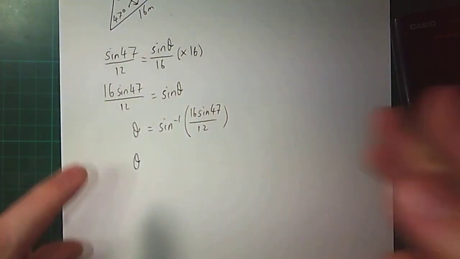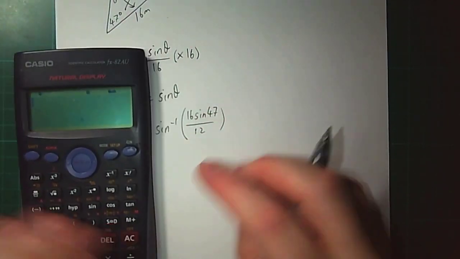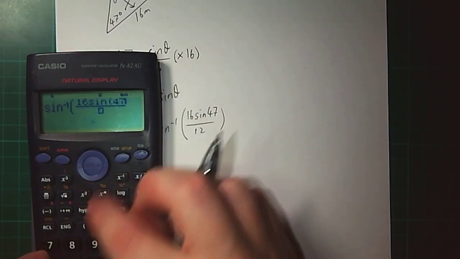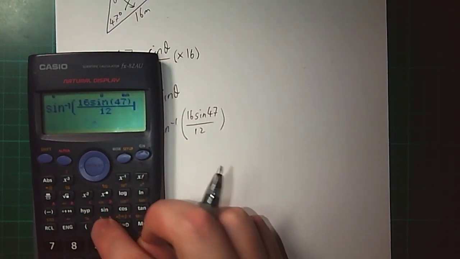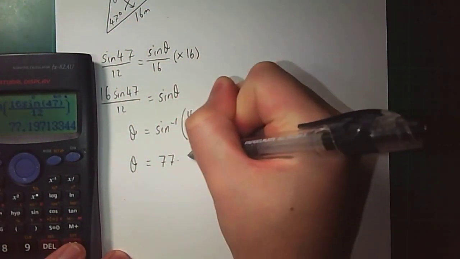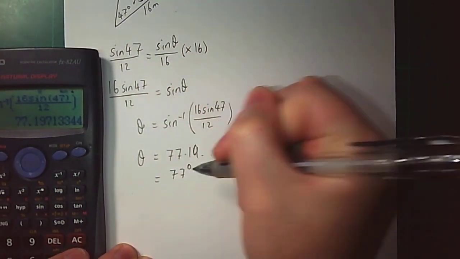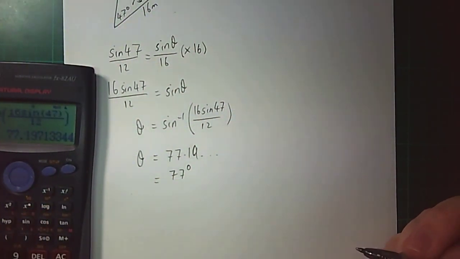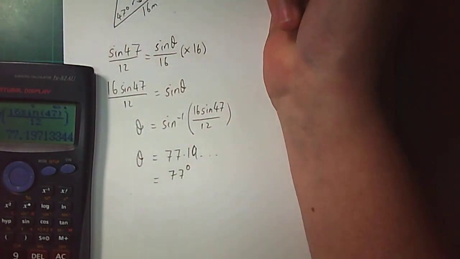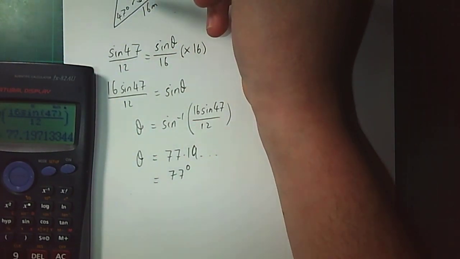And our answer will be shift sine 16 sine 47 on 12, and that gives us theta is 77.19, which to the nearest degree is just 77 degrees, which we're very happy about, except that 77 degrees is less than 90, and we can see visually, and also from a question saying that it might be obtuse, that we need to find the obtuse angle.